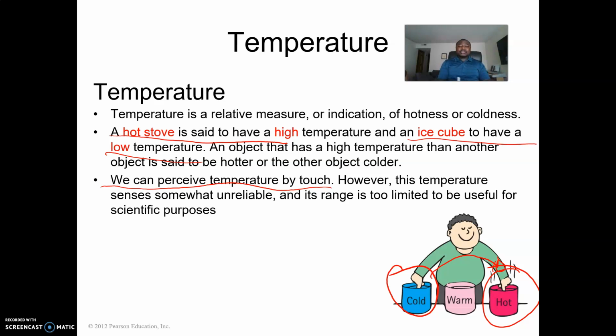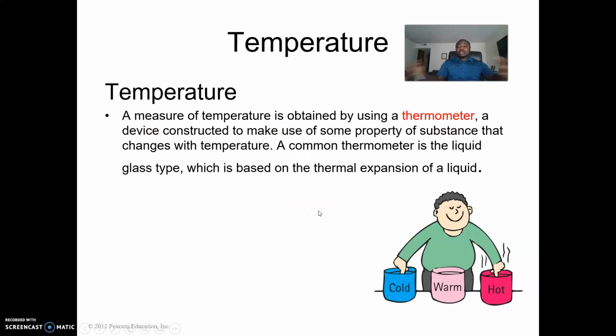However, this sense of temperature is generally unreliable because we cannot pinpoint and say that this is the temperature, maybe it's 70 degrees, or 30 degrees, or whatever the case. Because of that, scientists had to come together and see how they could produce an instrument that can give us an accurate measurement of the temperature of a particular body. The instrument that is generally used to measure temperature is what we commonly know as a thermometer.